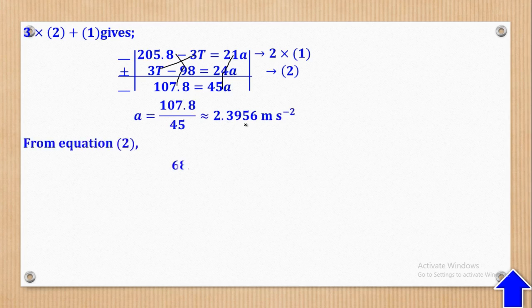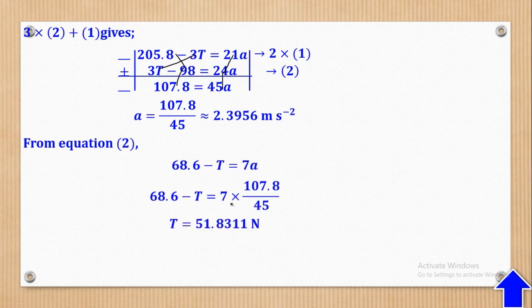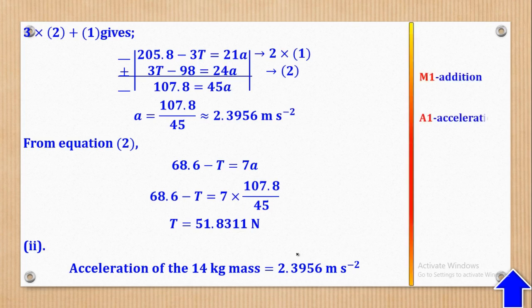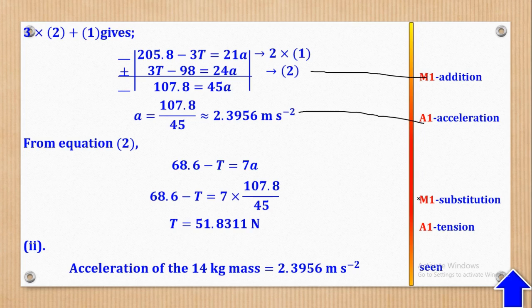Then from equation 2, I substitute for a, therefore I'll come up with my value of T being equal to 51.8311 newtons. Therefore, for Roman 2, the acceleration of the 14 kilogram mass will be equal to a, which is that. So basically that's what they wanted. Now let's see how marks can be awarded. M1 for this addition, A1 for acceleration, M1 for substitution, A1 for the tension. So this was already seen because this mark was already given here.